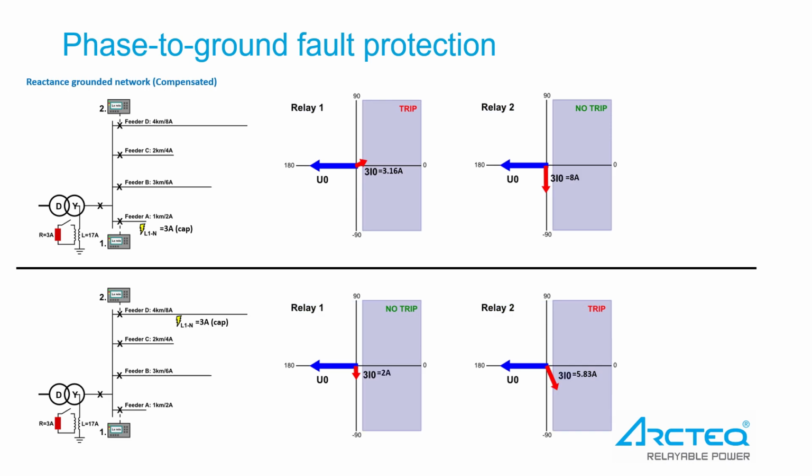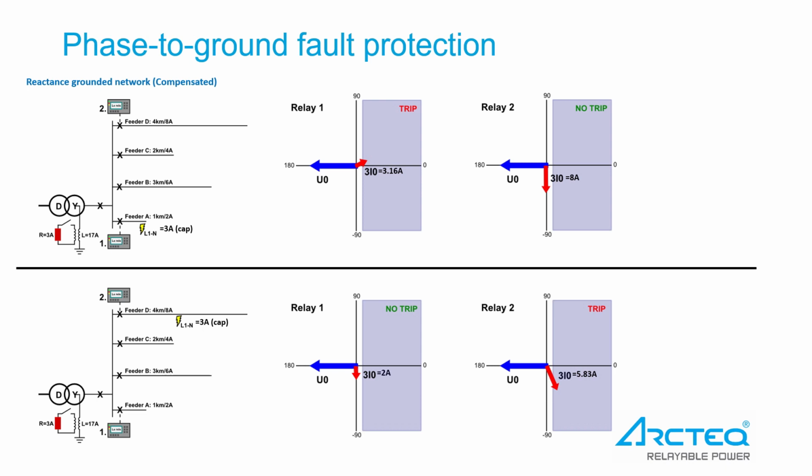Reactance grounded network, which is also called a compensated network. When underground cabling increases, by either having extremely long lines and/or by having many outgoing feeders, the total capacitance may increase to several hundreds of amperes. Such a large current at the fault location can be dangerous and is therefore limited by using a compensation coil at the star point of the transformer.